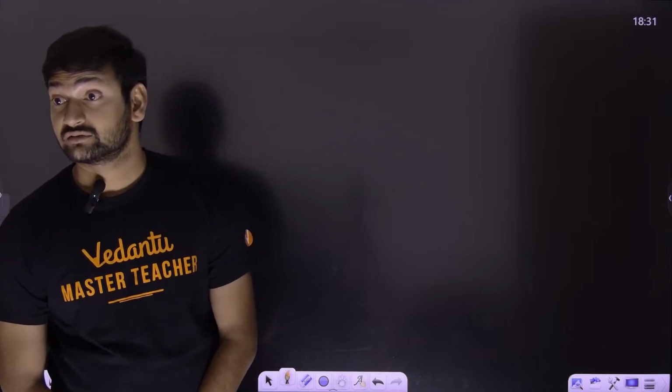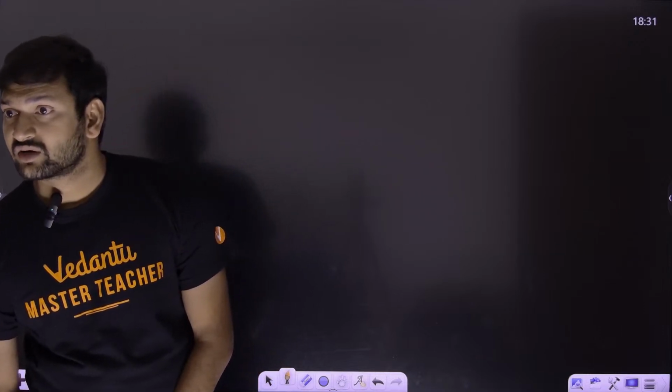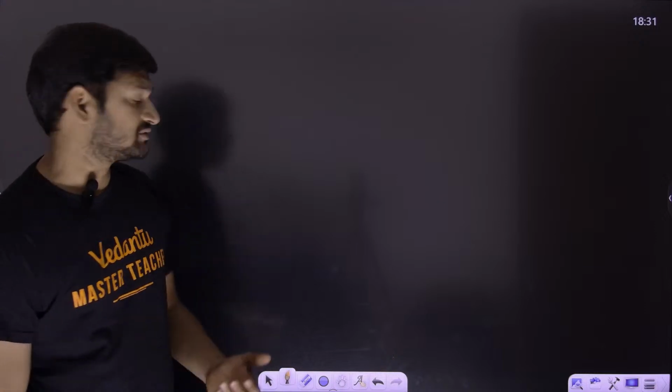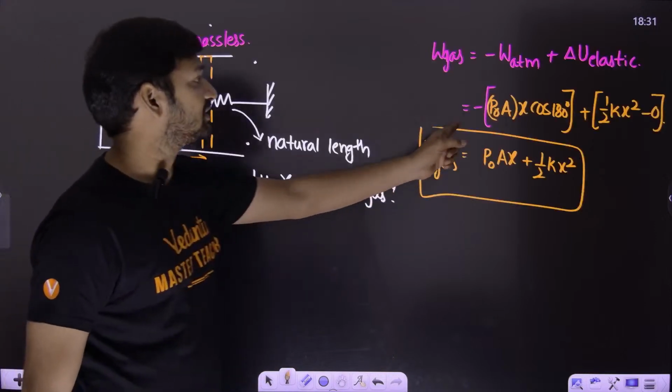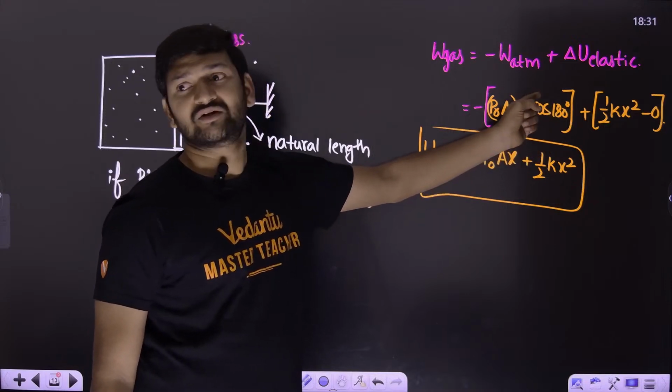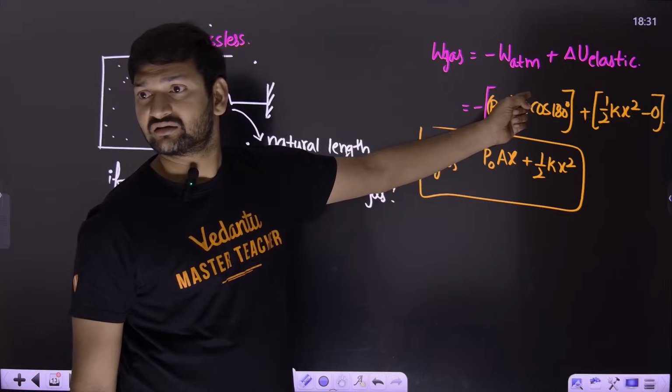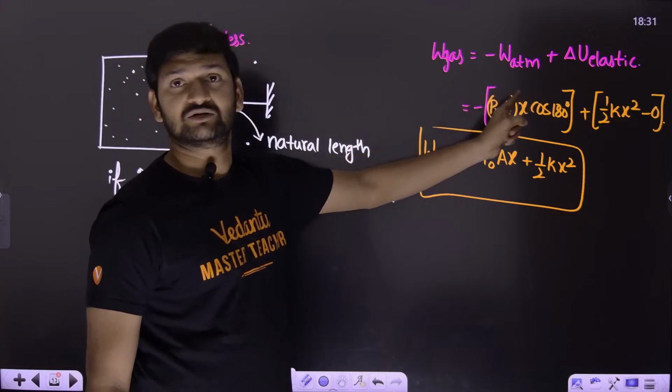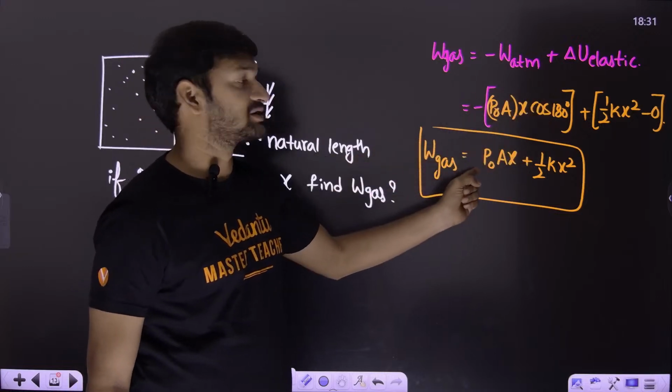Now let us go and deal with, sir, what happens to the negative sign? Which negative sign? The negative got cancelled, na? Here minus is there, cos 180 is there, cos 180 is minus 1. Minus into minus 1 is going to be plus. I just skipped one step.